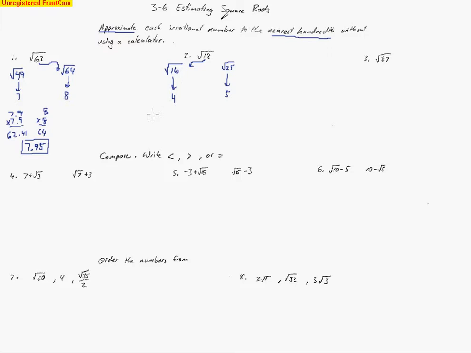So what I'm going to end up doing is trying a few numbers. I'm going to try maybe 4.1 times 4.1 to see if that's pretty close to 18. So I multiply these numbers out, and I got 16.81. Well, I could probably get a little closer, so let's try another one. Let's try 4.2 times 4.2. And when I multiply those numbers, I got 17.64. So that's pretty close to 18. So it's going to be right around 4.2.